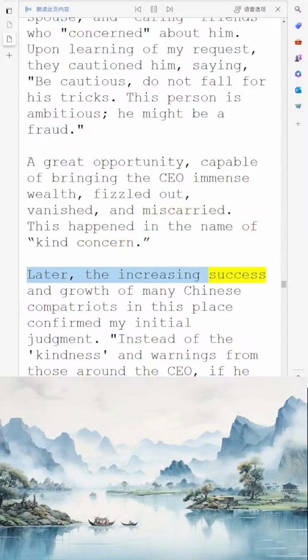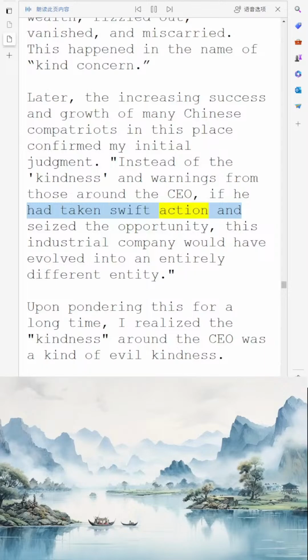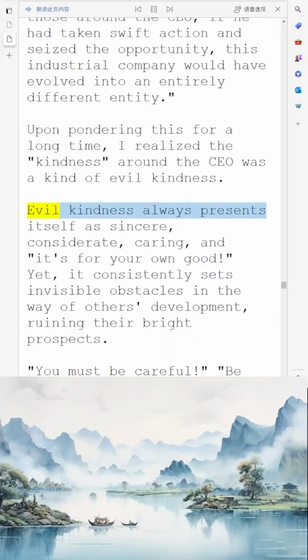Later, the increasing success and growth of many Chinese compatriots in this place confirmed my initial judgment. Instead of the kindness and warnings from those around the CEO, if he had taken swift action and seized the opportunity, this industrial company would have evolved into an entirely different entity. Upon pondering this for a long time, I realized the kindness around the CEO was a kind of evil kindness. Evil kindness always presents itself as sincere, considerate, caring, and "it's for your own good." Yet, it consistently sets invisible obstacles in the way of others' development, ruining their bright prospects.